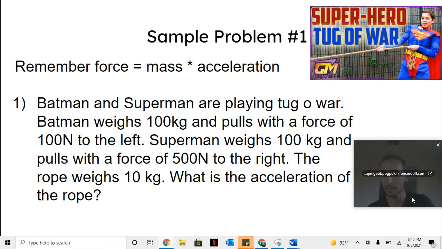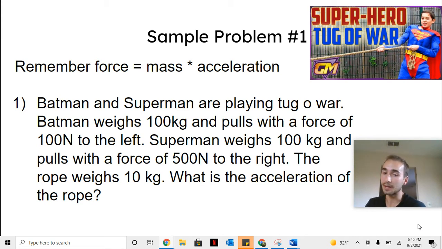Now, I have a sample problem for you. This will be a good one to do in your notebook. My advice is to write down what you know and what you don't know and draw a picture. Batman and Superman are playing tug of war. Batman weighs 100 kilograms and pulls with a force of 100 newtons to the left. Superman also weighs 100 kilograms and pulls with a force of 500 newtons to the right. You should know Superman's stronger. Okay? The rope weighs 10 kilograms. I added that because it'll help you solve the answer. What is the acceleration of the rope when they're playing tug of war? Okay? Pause the video now. Try and solve it. I will go over answers in a sec.